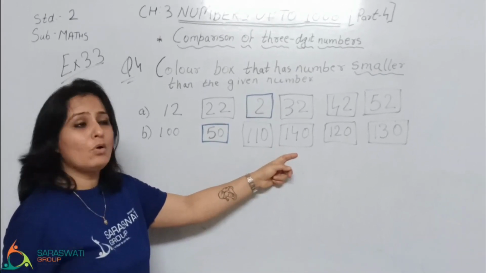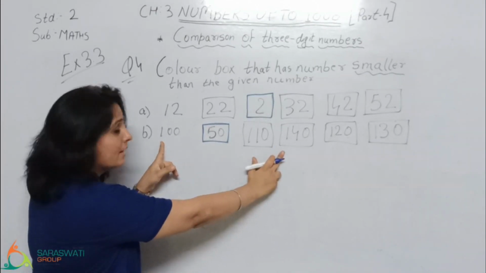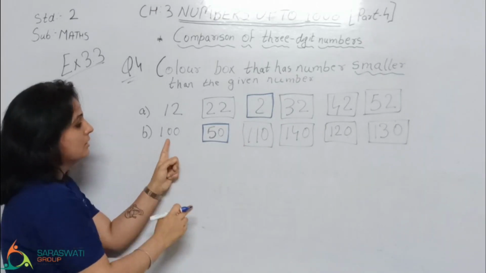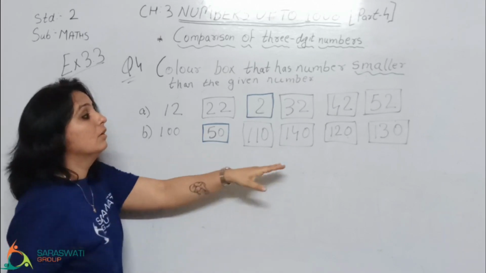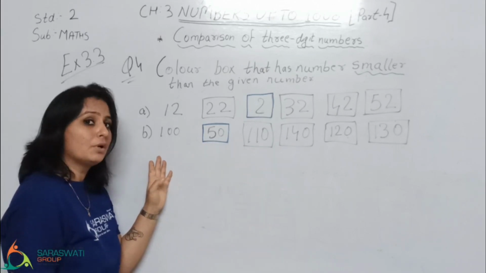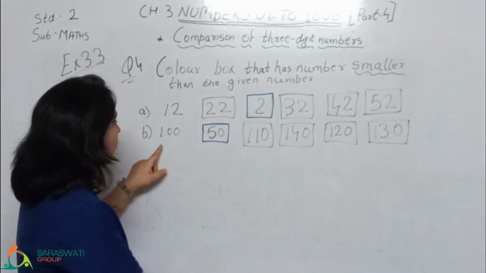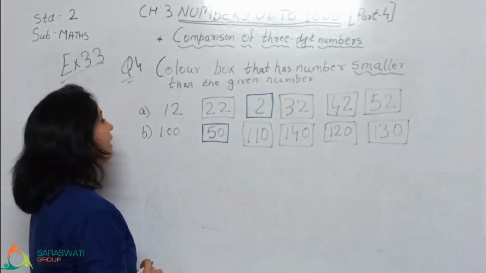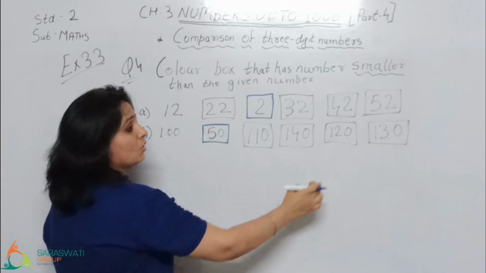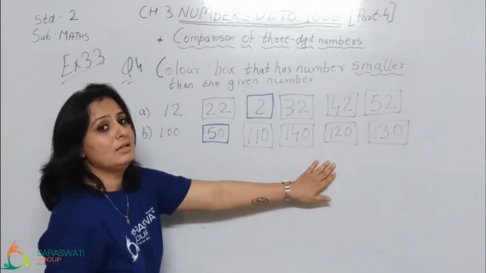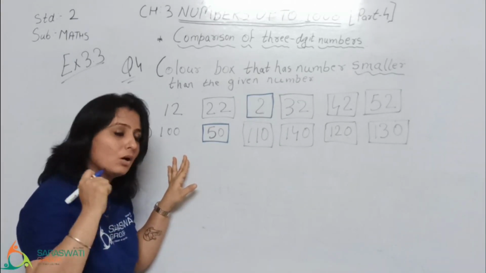Then 140. Again comparison. At hundreds place 1 is there. Now compare at tens place. 0, 4. But 4 is greater than 0. So again this number is greater than this number. So it can't be taken. Again 120. Hundreds place 1 is there. At tens place 0 and 2. So which is greater? 2. So again this number is greater than this number. So again we can't take because we want smaller number.